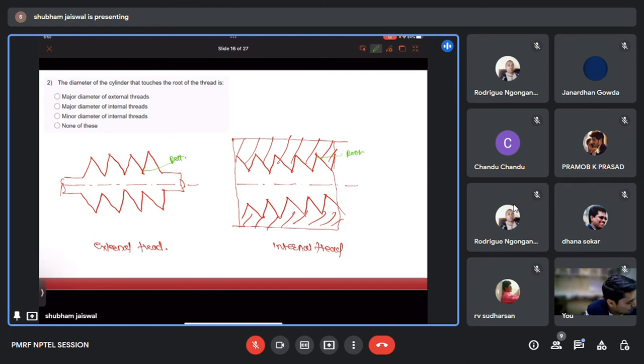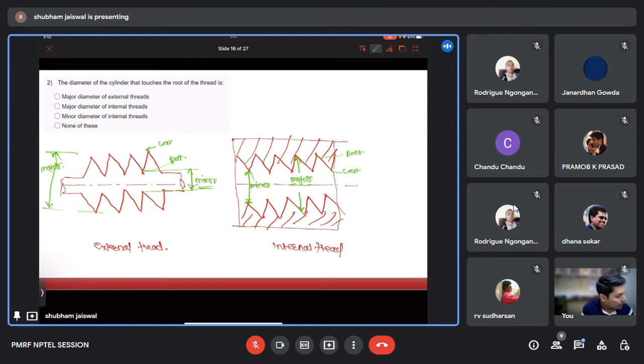So this is our crest, okay? So in external thread, the distance between this crest is the major diameter, and the distance between root in case of external it's minor, okay. But in case of internal thread, the distance between two crest is the minor diameter and the distance between two roots is the major diameter.